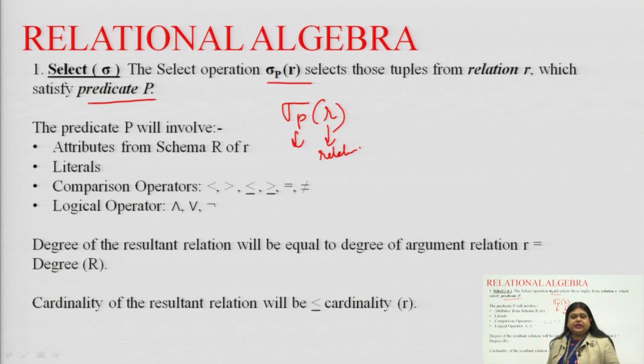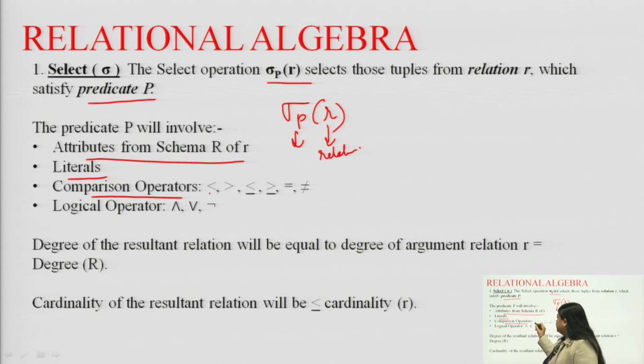So, this predicate will involve other things, like attributes from the schema, and it will have some literals. It will have some comparison operators like less than, greater than, less than or equal to, greater than or equal to and not equal to. Then we have some logical operators like and, or, not. So, this predicate P may hold all these things, right.